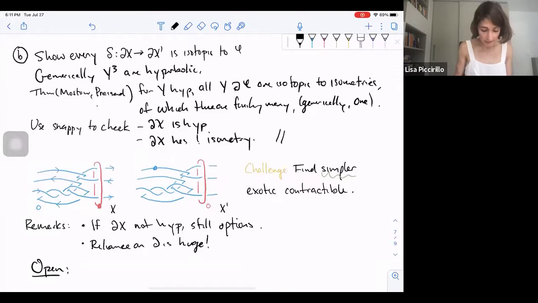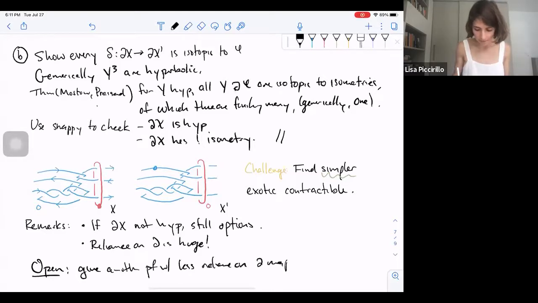So maybe a much better challenge problem is to give another proof of this theorem with less reliance on boundary maps. Don't use this argument where you try to show all the boundary maps don't extend. Use something else, an obstruction that's actually intrinsic to the contractible manifold. That would probably be very helpful towards applying these tools in the closed setting. And we don't have anything like that, to my knowledge.